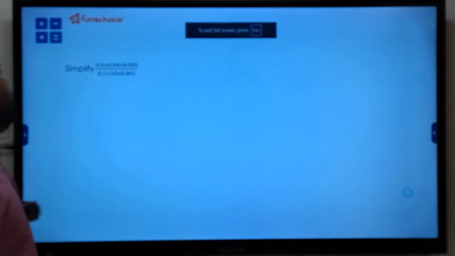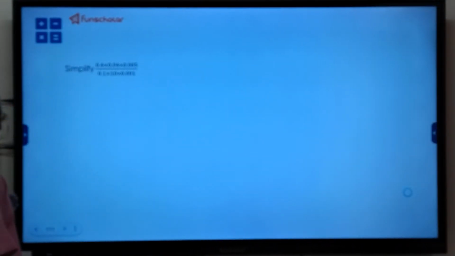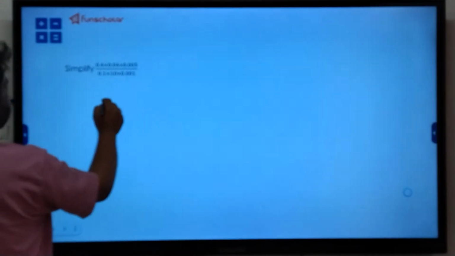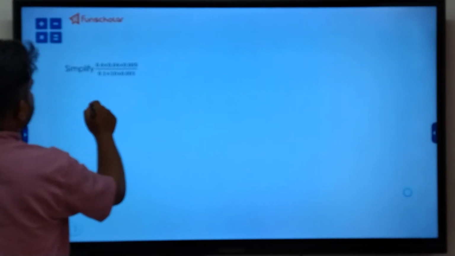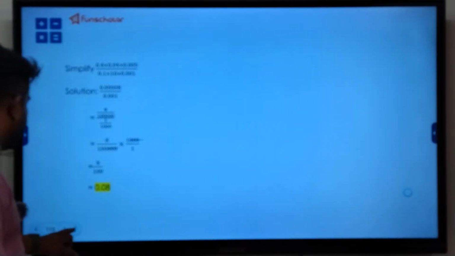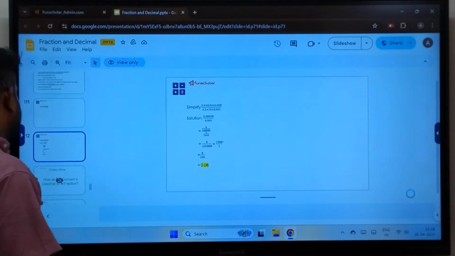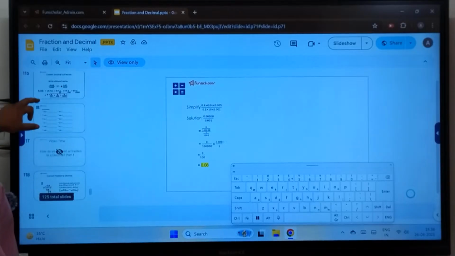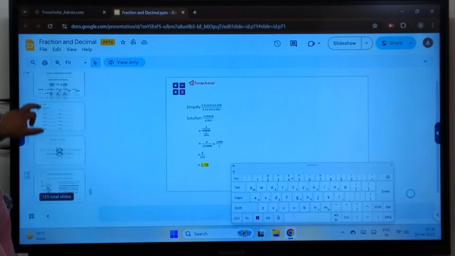Let's do the simplifications again. In this simplification, just try to remove all the points and then calculate it. So this calculation will look like this. These are the kind of examples of simplifications which we use often.